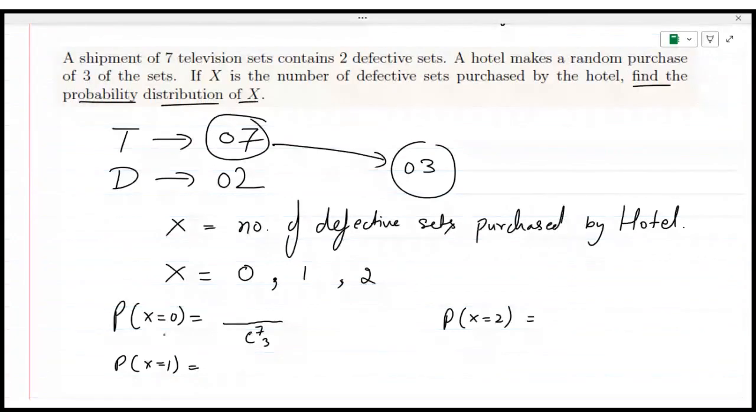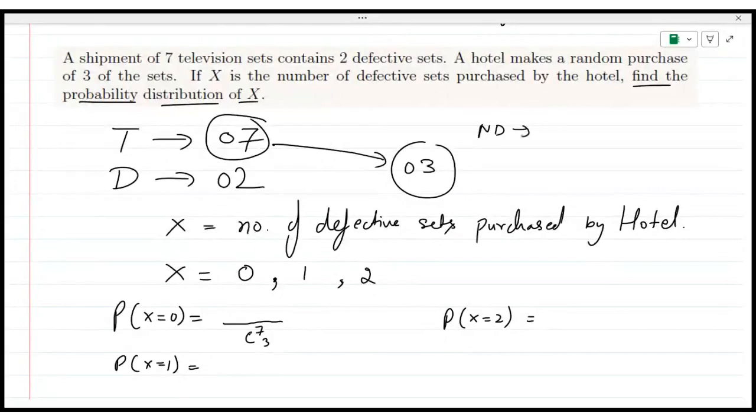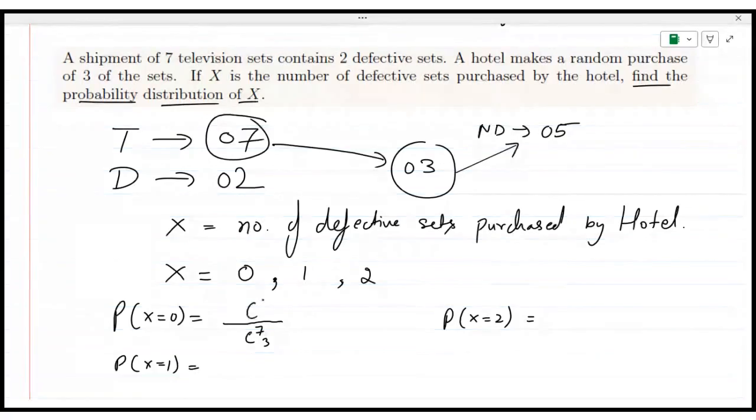We want 0 defective. It means how many non-defective are there? Total are 7, 2 are defective, non-defective are 5. Now we want all 3 to be non-defective. So how many ways are there of choosing 3 non-defective out of 5? That is 5C3. Is this clear to all? Total there are 7 televisions, and if you want to choose 3, the total number of ways is 7C3, right?